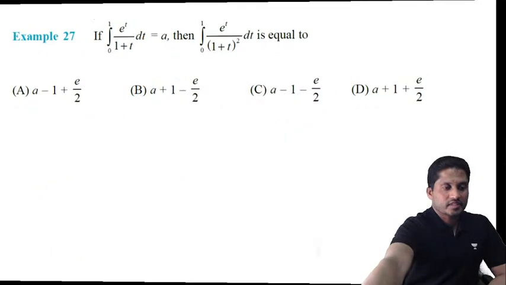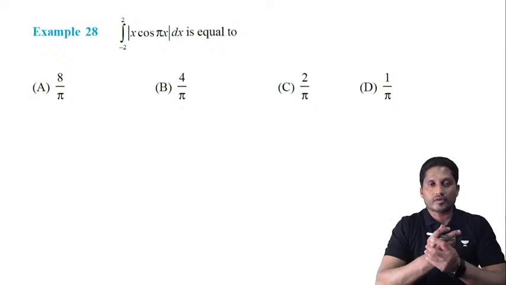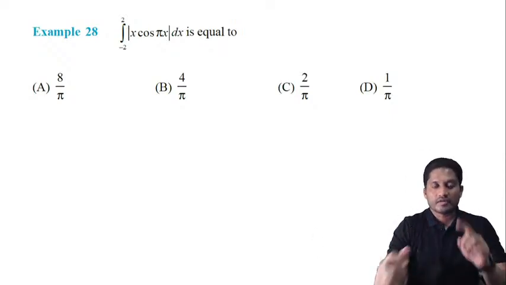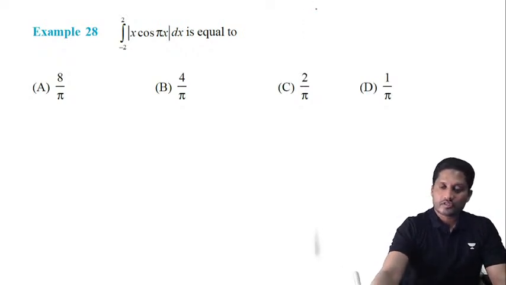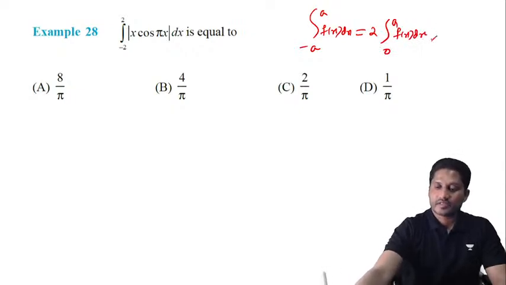Right, let's move to the next question. Integral from minus 2 to plus 2 of modulus of x cos pi x dx. This was asked in 19 paper as well. Right, mod is an even function, right? So just now we did minus a to plus a. Minus a to plus a f of x dx is equal to 2 times integral 0 to a f of x dx, if f of x is even.